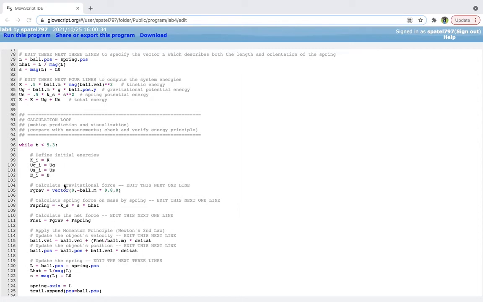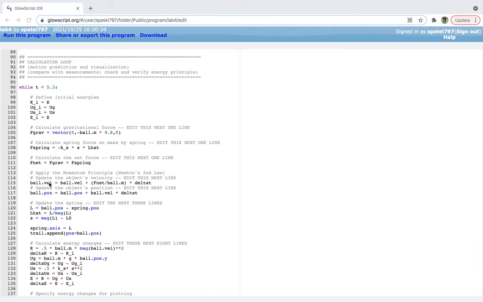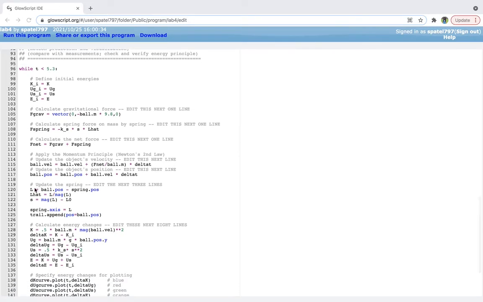Here we had to calculate our vector forces. First, the force of gravity is given by the vector 0, negative m times 9.8, 0. The force of the spring is given by negative k times s times L hat. The total net force is given as force of gravity plus the force of the spring. Next, we apply the momentum principle, where we define the final velocity of the ball as equal to the initial velocity plus the net force divided by the ball's mass times delta t. The final position is given as the initial position plus the velocity times the change in time. Here we use the same formula that we used to update our spring as above.